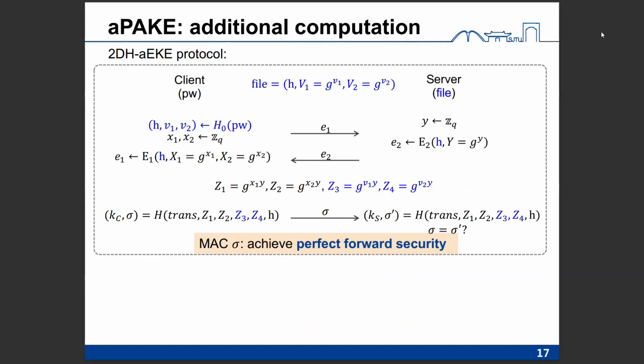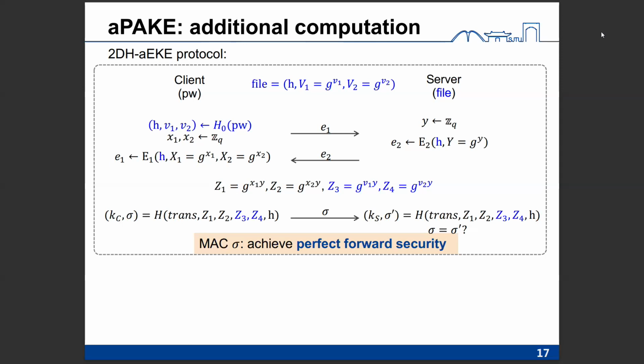Now, for the last step, we extend it to the asymmetric variant. Namely, we design the twin-DH AEKE protocol, and it has two main differences. First, we need to add additional computation steps, which are highlighted in blue. Now, in the computation of session keys, we need to add Z3, Z4 in the hash input, where Z3 is equal to G^(V1 Y) and Z4 is equal to G^(V2 Y).